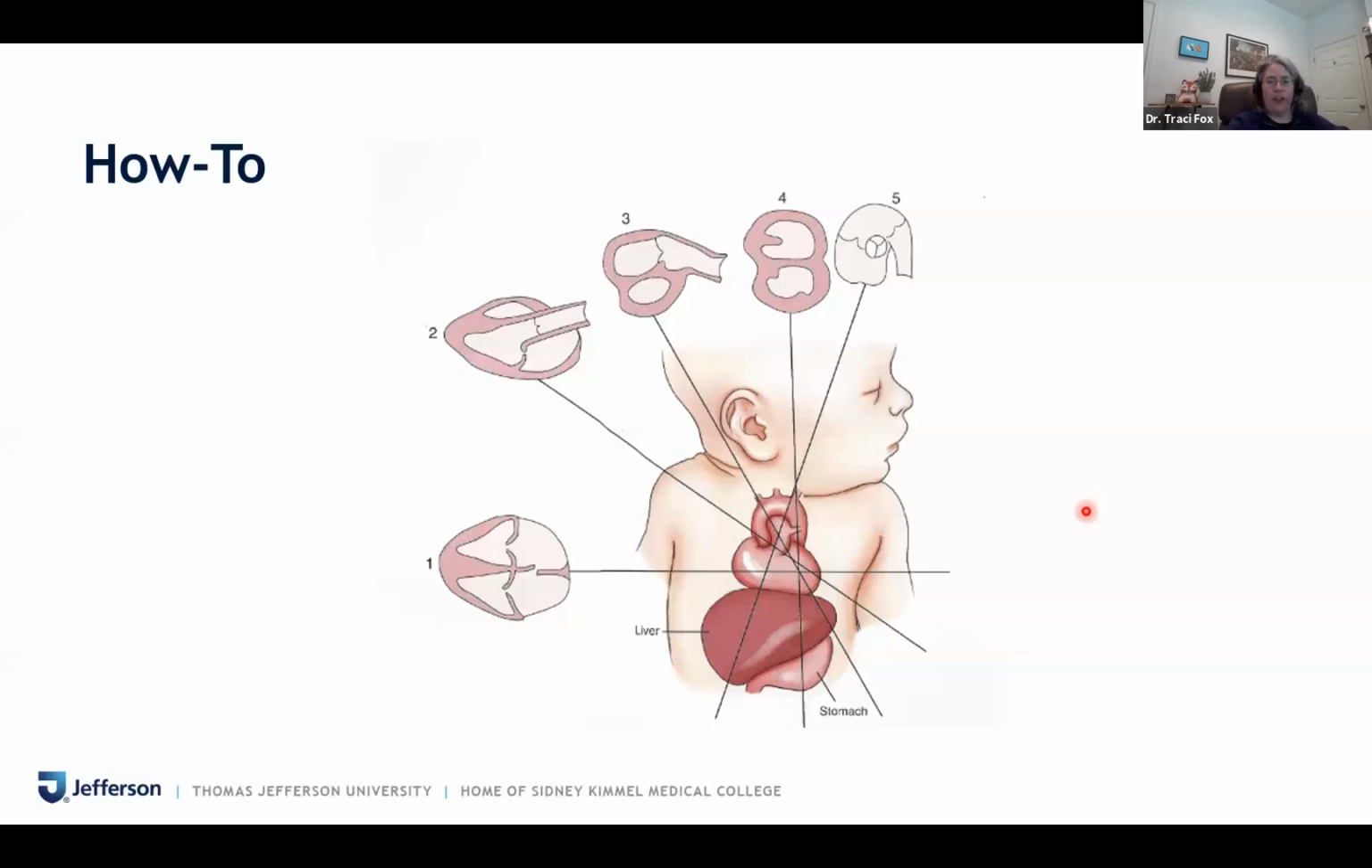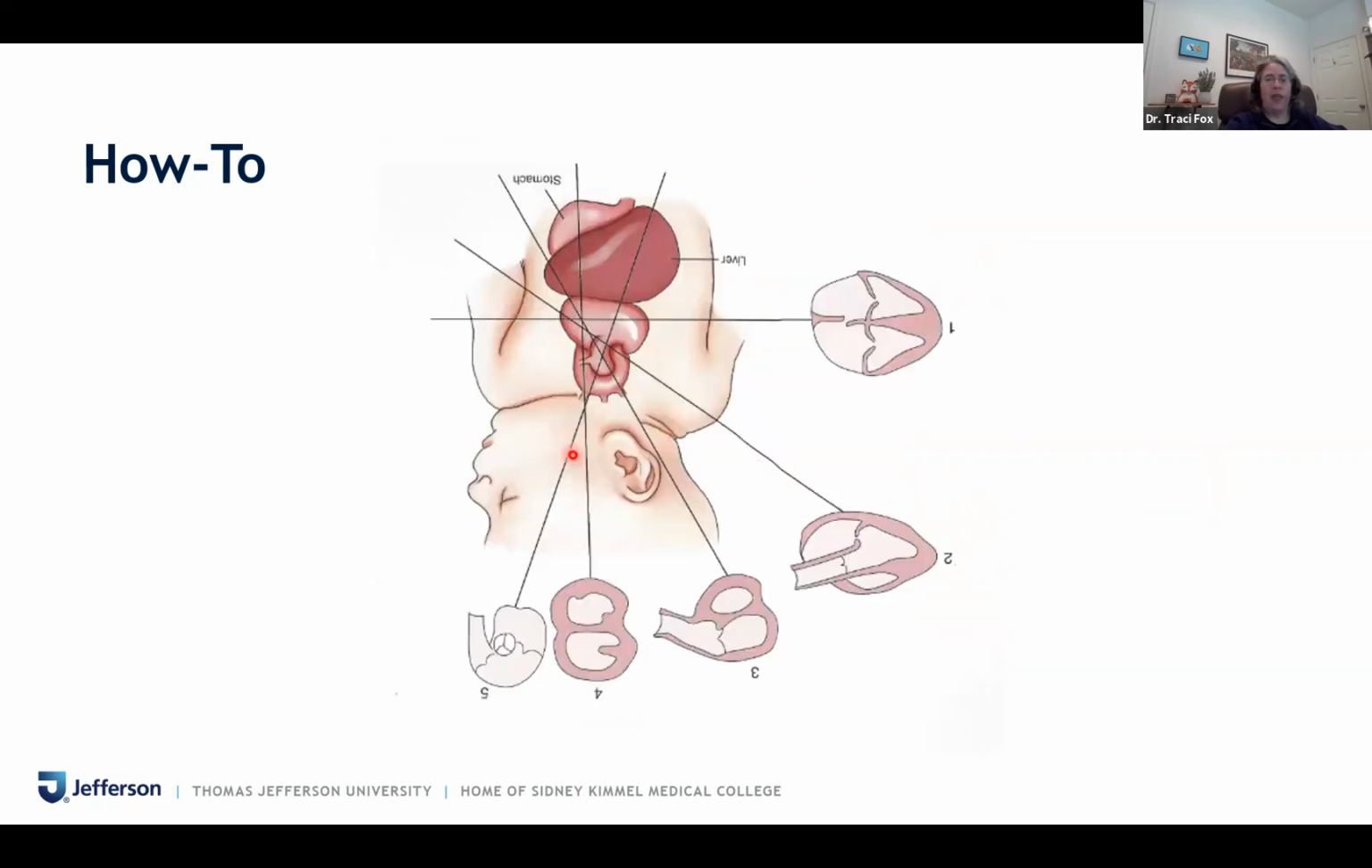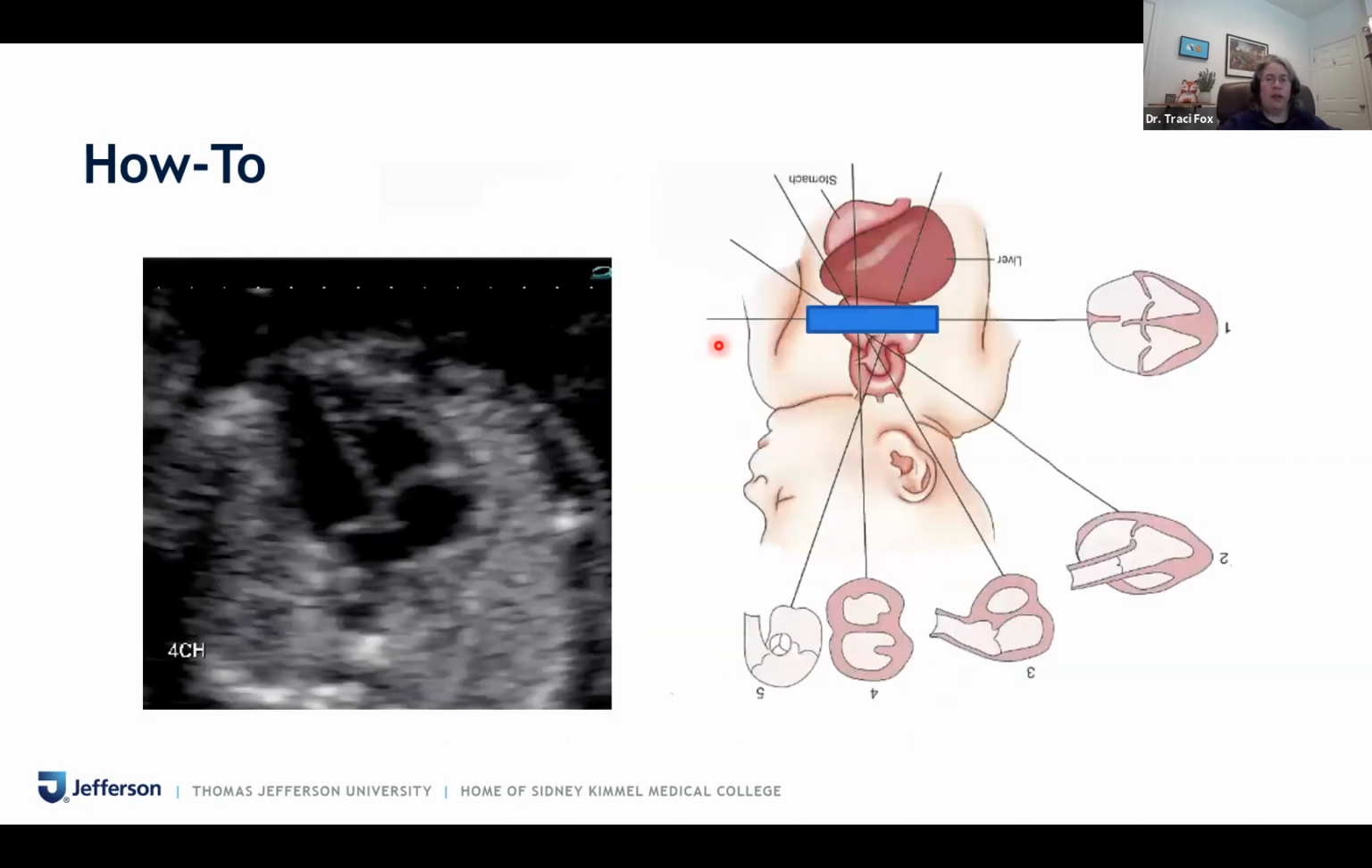So here's my how-to. Again, the 4-chamber heart is going to be a true cross-section. For that, well, this fetus is breech. It's a lot easier to talk about a fetus that's vertex, so I'm going to flip the baby upside down. Now I can show you the 4-chamber heart. Everything I'm showing you relates to a vertex fetus that's spine down. If the baby is breech spine down, everything I'm saying, just do it backwards, do it opposite.